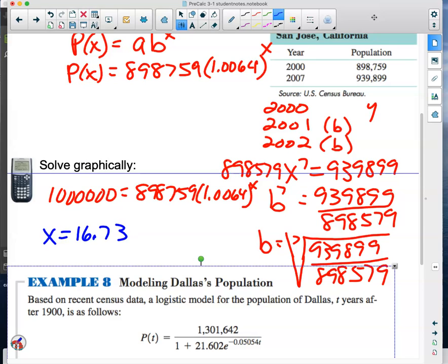Now, here's where that starred information up in the upper right corner comes into play. We have to remember that this was collected halfway into the year. So if we want to get a correct answer on this, we're going to have to add half of a year to that to see when this is going to happen. So we'll get X equals 17.23. So we could say in approximately 17 years, early.